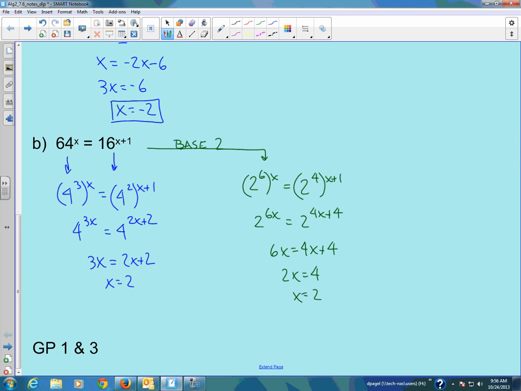Do they work? Well, 64 squared is 4,096. And 16 to the third power, 4,096. So yeah, they both work.